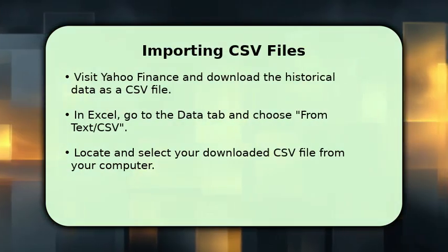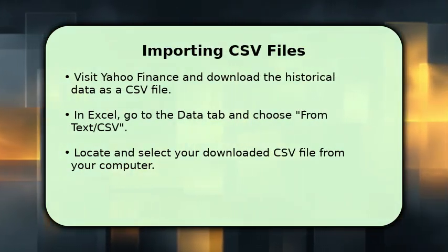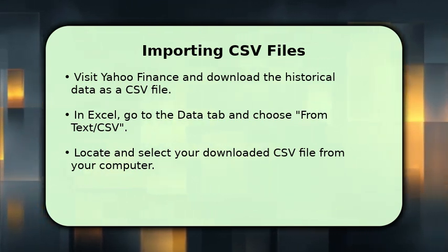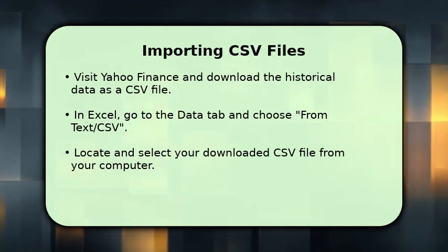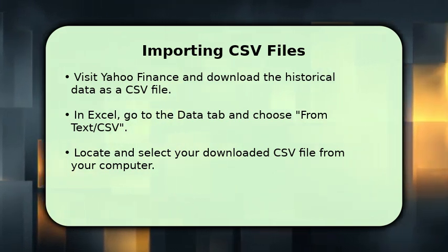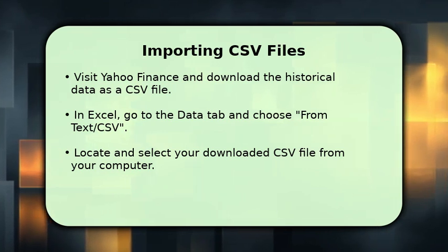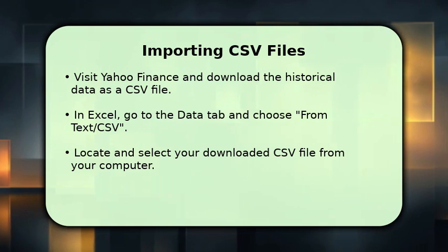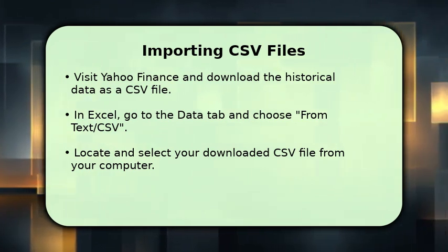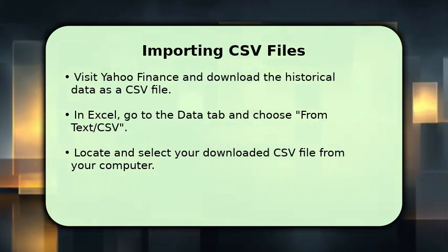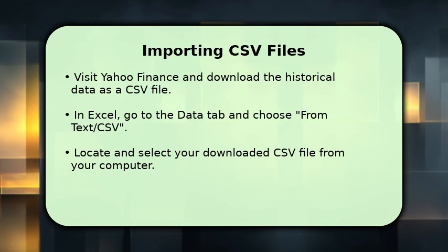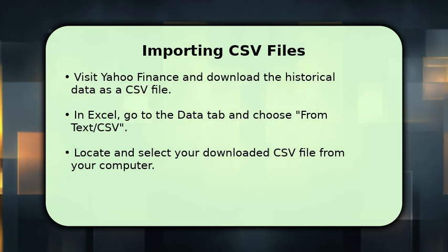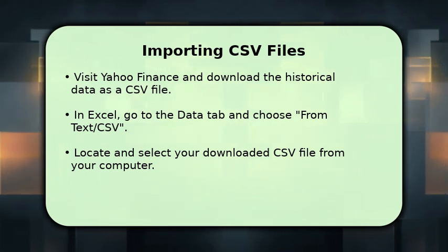Another effective way is to download historical data directly from Yahoo Finance as a comma-separated values file. On the Yahoo Finance website, navigate to the Historical Data section for your chosen asset and click the Download button. Once saved, return to Excel, go to the Data tab, and select from text/CSV. Browse to your downloaded file, preview the data to ensure it looks correct, and then click Load to bring it into your worksheet. This provides a static snapshot of the data.